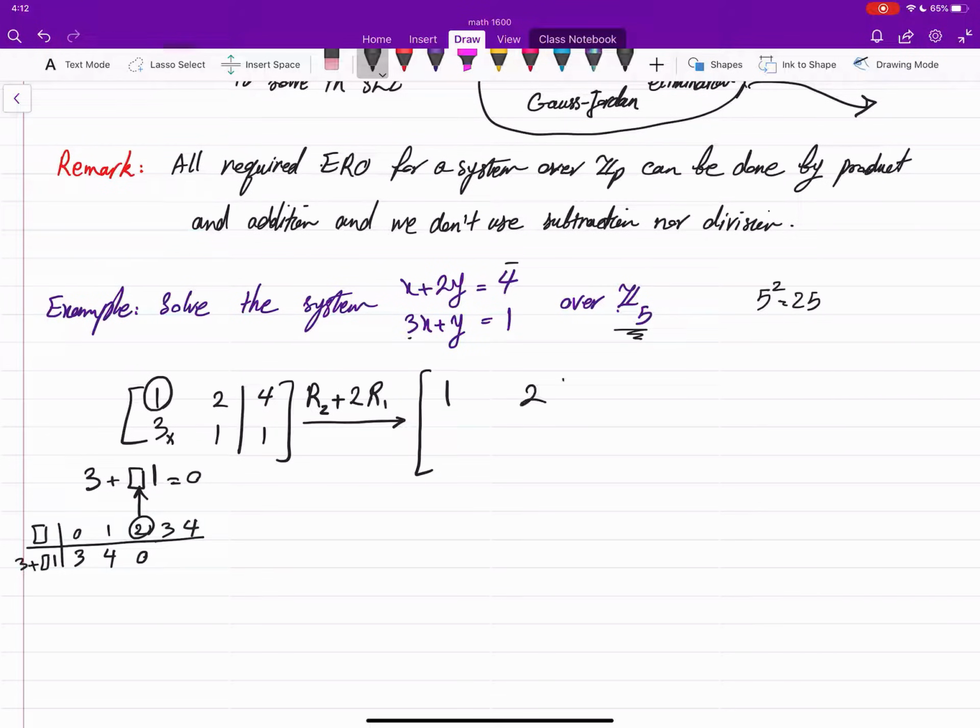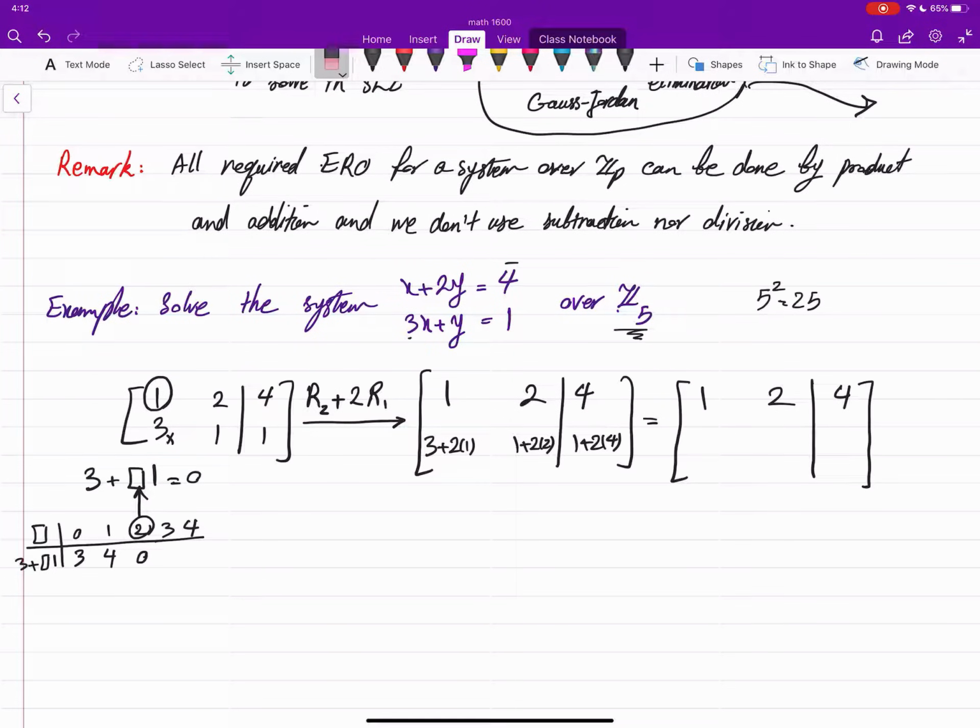So 1, 2, 4, and here 3 plus 2 times 1, 1 plus 2 times 2, and 1 plus 2 times 4. Let's see what this gives us. This is 1, 2, 4. Remember, everything is done in Zp, here Z5. 3 plus 2 is 5, in Z5 that is 0. 2 times 2 is 4, plus 1 is 5, again that's 0. And 2 times 4 is 8, plus 1 is 9, and 9 in Z5 is 4.